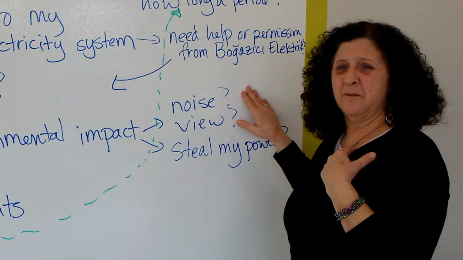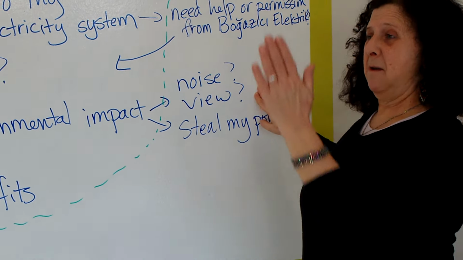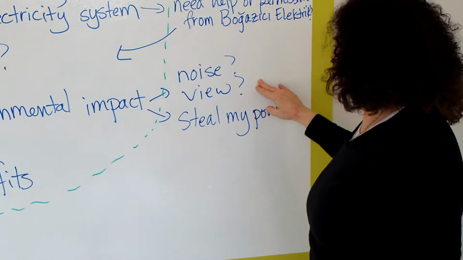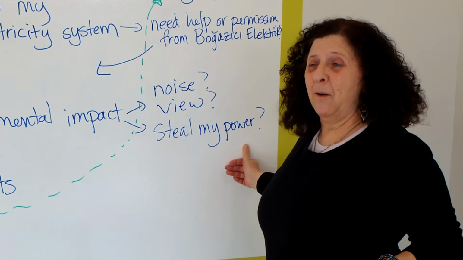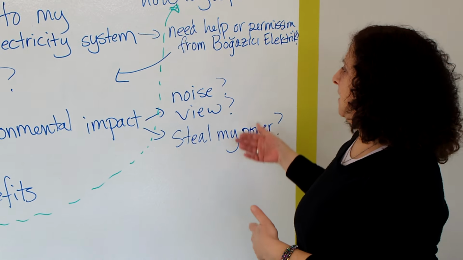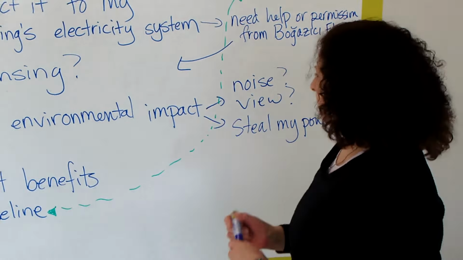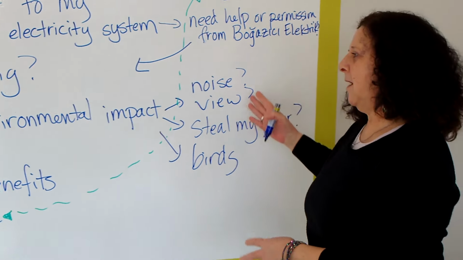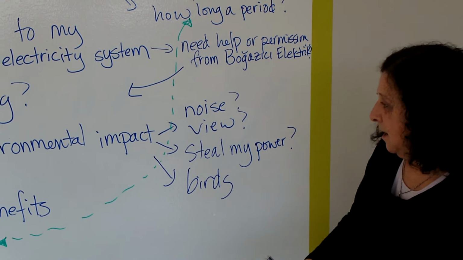Is it going to make too much noise for them? Will some people have problems because now they have something really tall blocking their view of the Bosphorus? Would I have to worry about people stealing my power? And how would I control those things? And if these would create problems, I thought of another one, which would be birds getting stuck in the turbines. So I would have to find out how people deal with these problems.